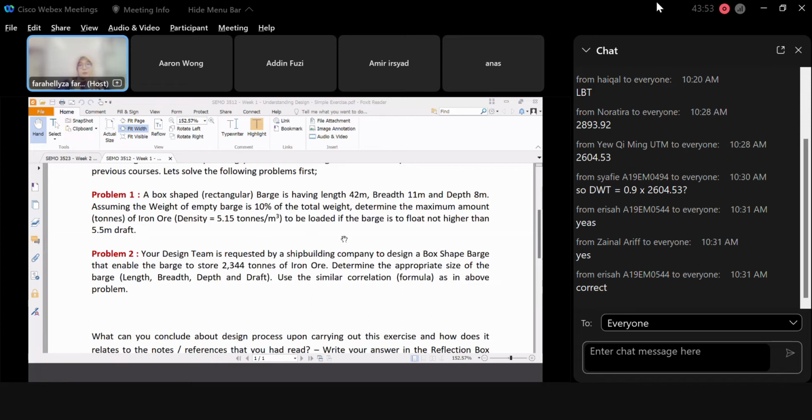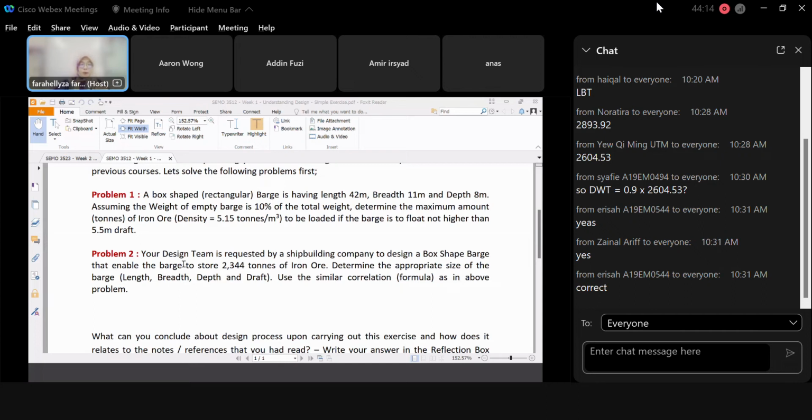Using similar correlations means you can assume the light ship weight is 10% of the total weight. But you cannot assume this T, because you have to find the size of the barge. You are given the owner's requirement as the problem, and with that problem, you have to solve it to determine the appropriate size of the barge.